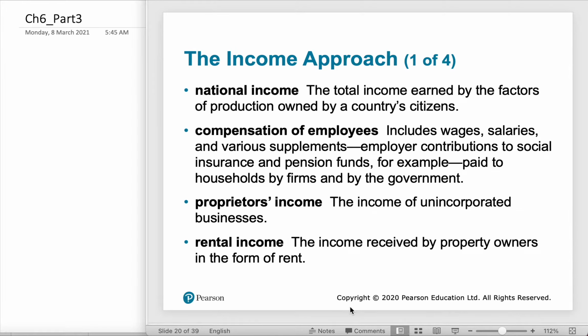Now this is the second approach in measuring GDP. We now start the income approach, and we are in part 3 of chapter 6, we can call it.